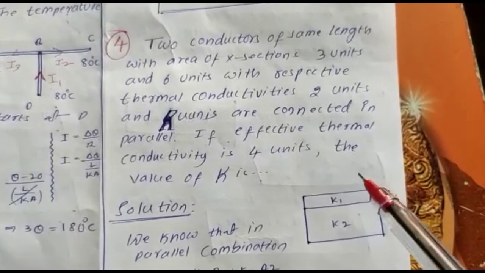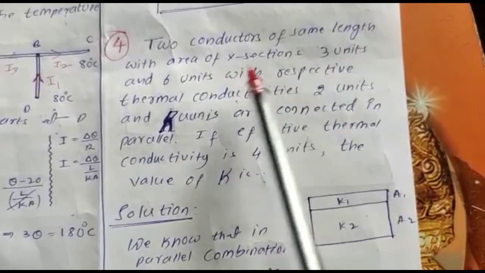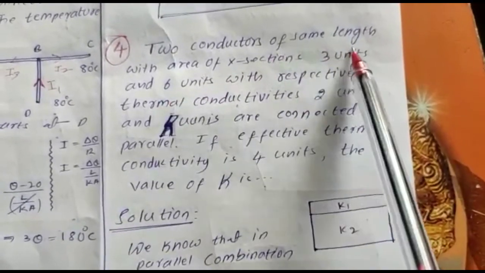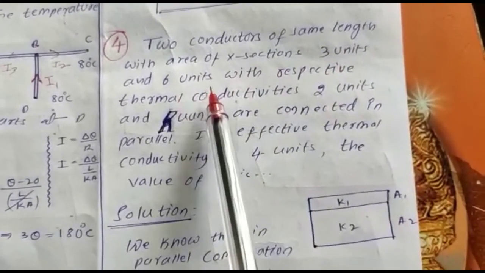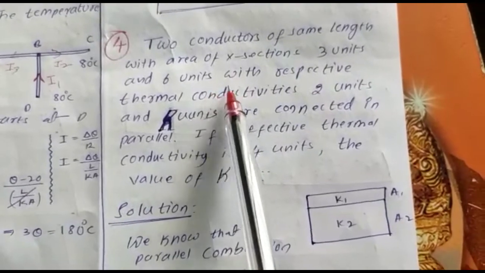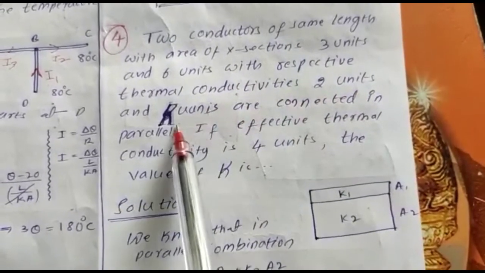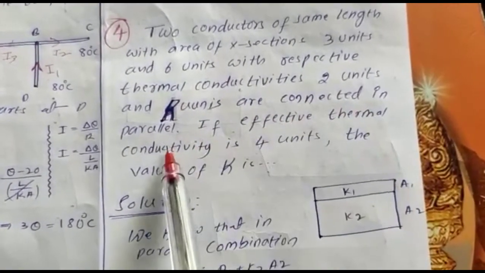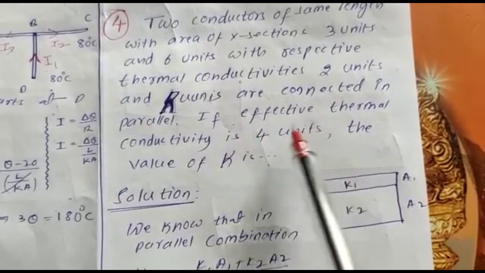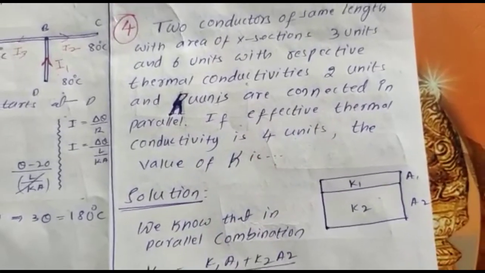Now let us discuss the last problem, that is the fourth problem. They have given two conductors of the same length, with area of cross section 3 units and 6 units. They have not mentioned any units properly. With thermal conductivity 2 units and K units, they are connected in parallel combination. If the effective thermal conductivity is 4 units, then the value of K is equal to what?